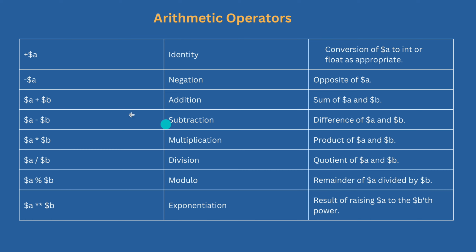These are the arithmetic operators. So we have values. We can make it minus or just put plus. It will turn into int or float, whichever is appropriate. Plus, minus, multiplication, division, modulus. The remainder we get from here. Here, $a to the power $b. So should I explain each and every example of how this is working? It's clear, sir. Okay, great.